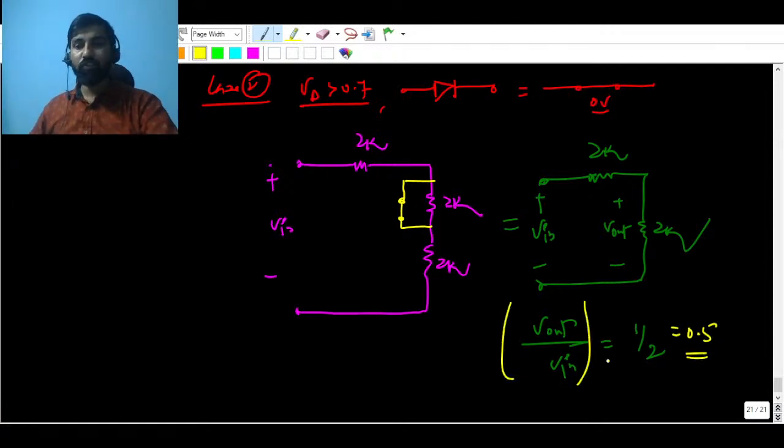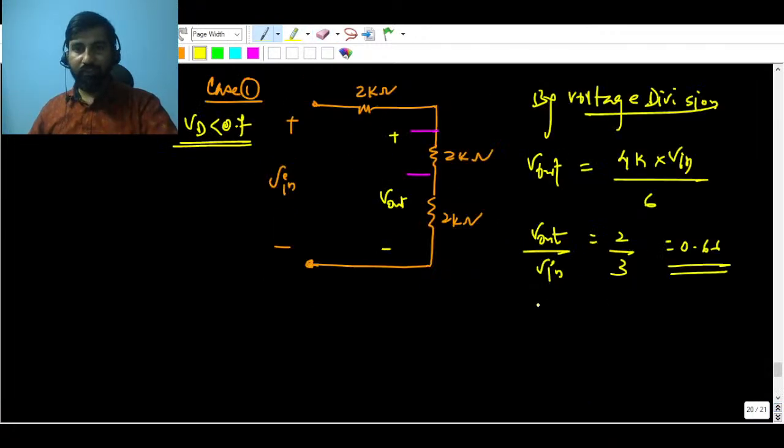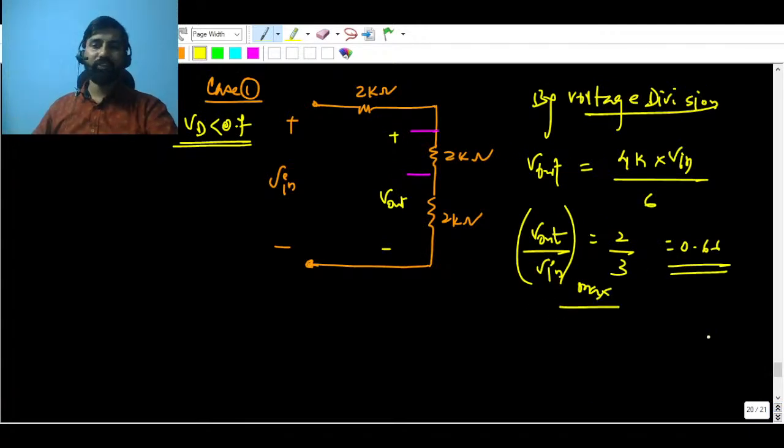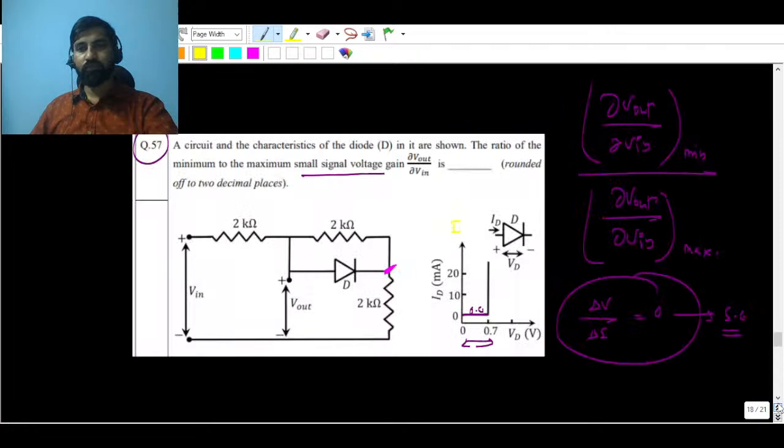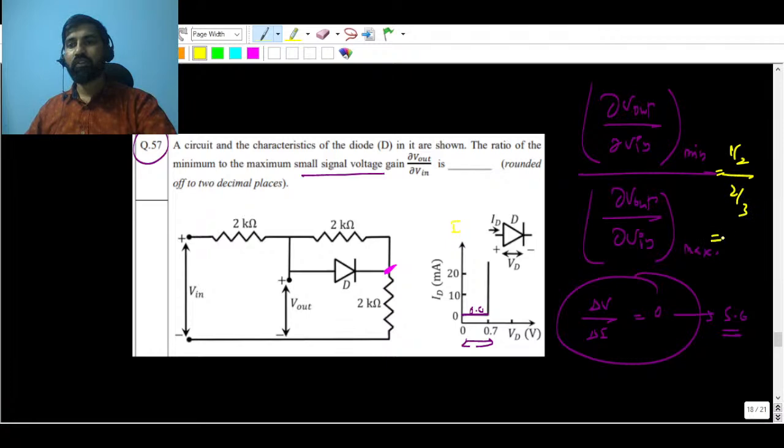So which one is greater? This voltage gain will be minimum because this is 0.5. And here you can see this is 0.66, so it is maximum. To take the ratio, that's it, answer. Minimum upon maximum, that is 1 by 2 upon 2 by 3. You can take this 3 up, so 3 by 4, 0.75.